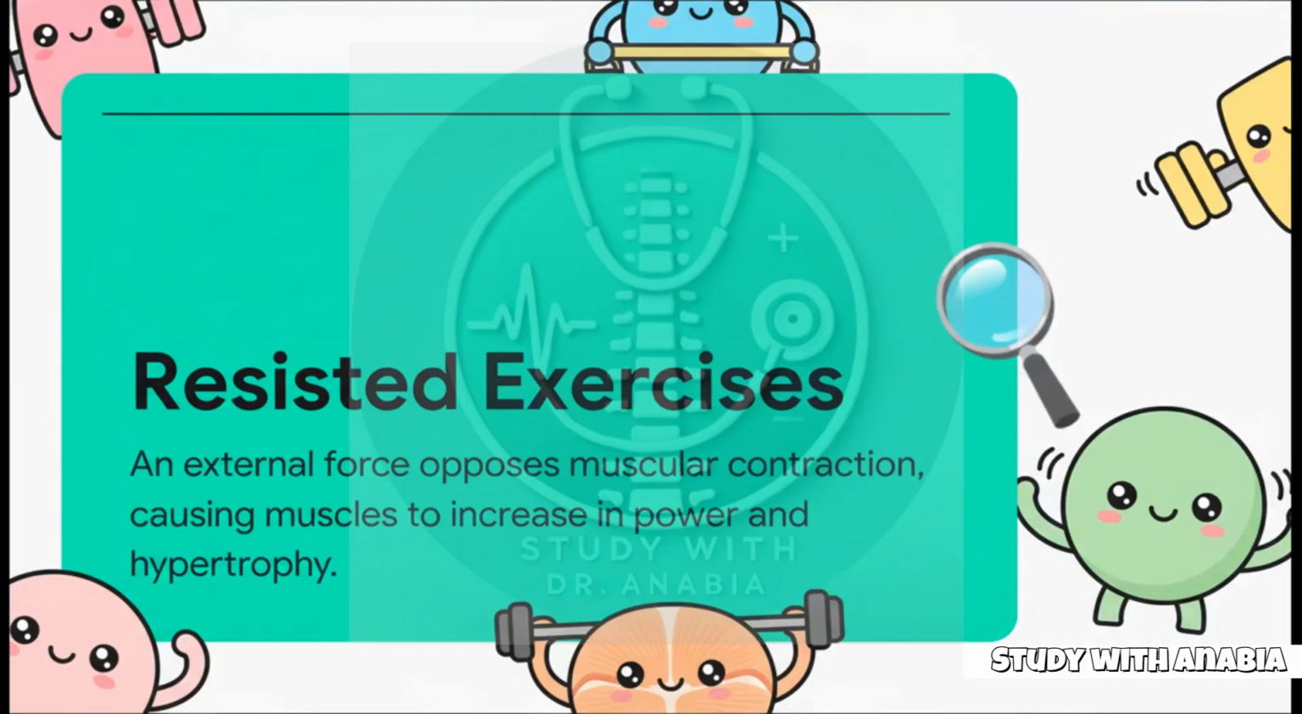And that brings us to the top of the mountain, resisted exercises. Now, an external force is actively working against your muscles. And because of that opposition, your muscles have to work way harder, creating more tension. What happens next? Well, they respond by getting stronger and bigger. There's a fancy word for it, hypertrophy, but it really just means muscle growth. This is the whole idea behind pretty much any kind of strength training or weightlifting.